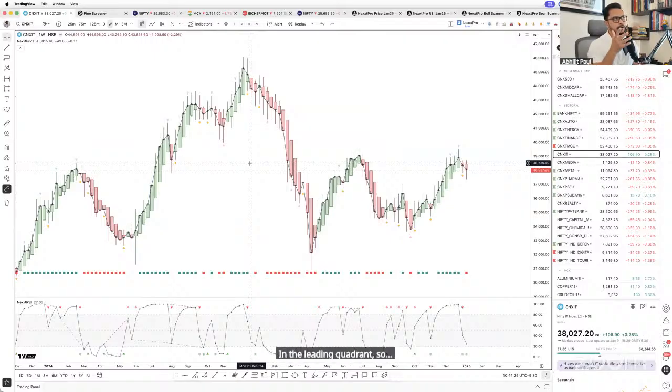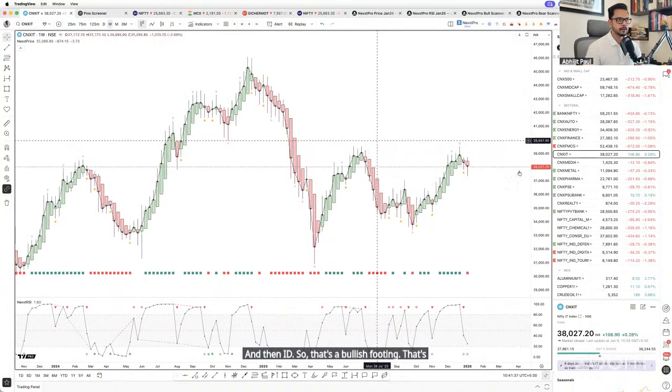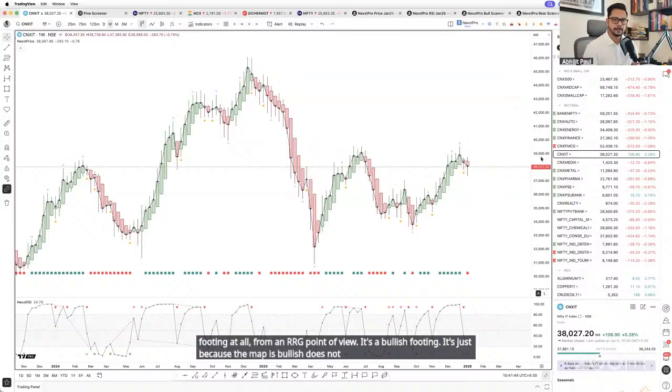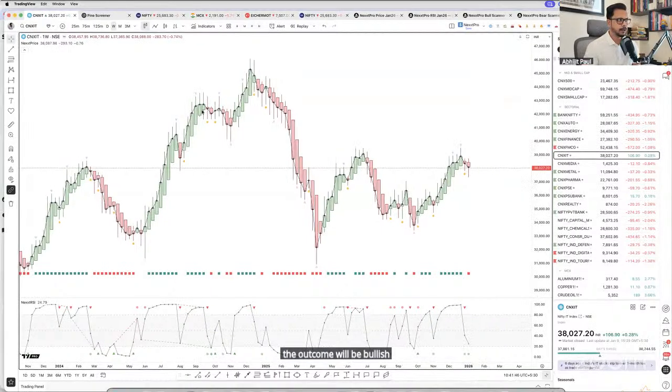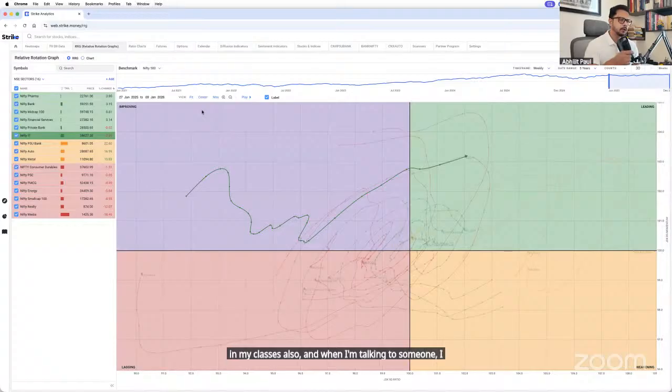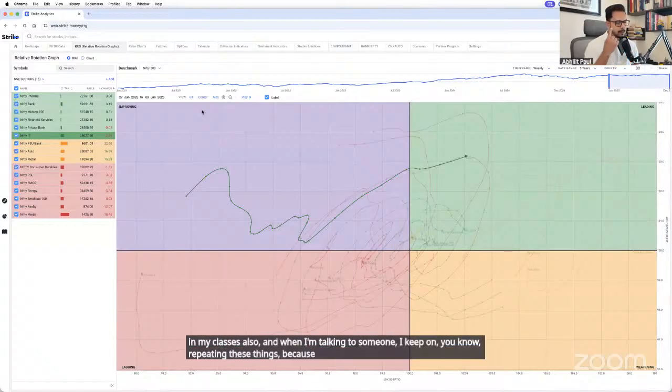So our plan of action: keep an eye on pharma, banks, private banks is very important because PSU banks will get tired, and then IT. So that's a bullish footing. That's not a bad footing at all from an RRG point of view. It's a bullish footing. Just because the map is bullish does not guarantee the outcome will be bullish. I keep repeating this every time I discuss in my classes also and when I'm talking to someone, because the mind thinks, oh, this is bullish means price is bullish.